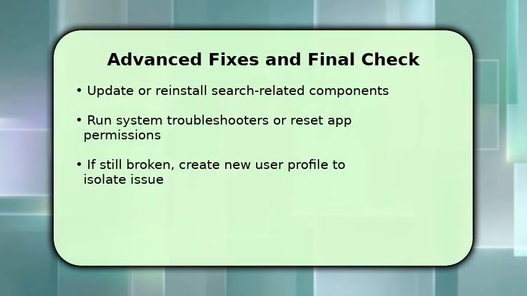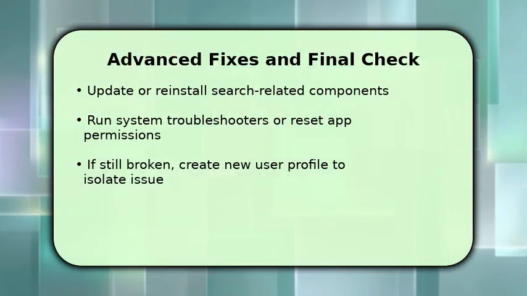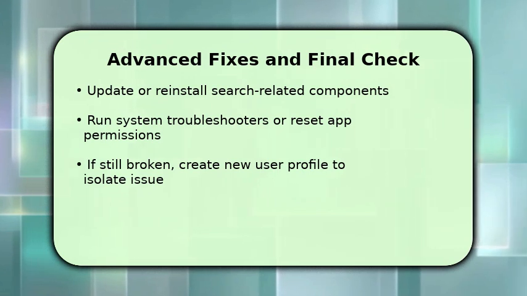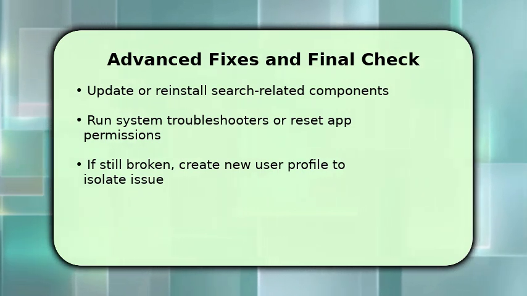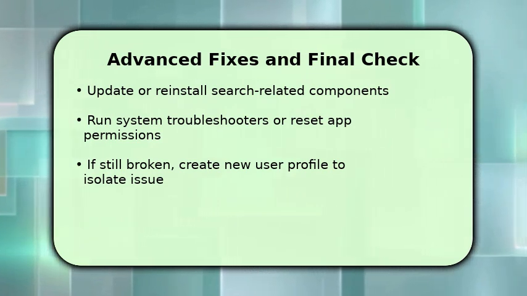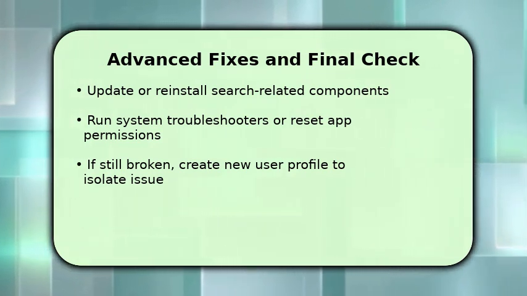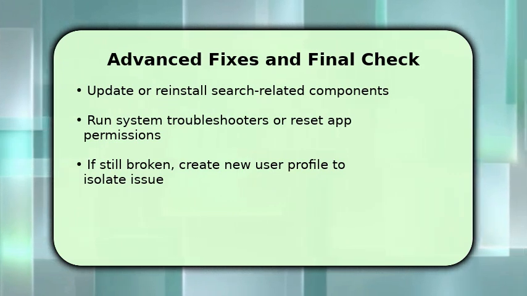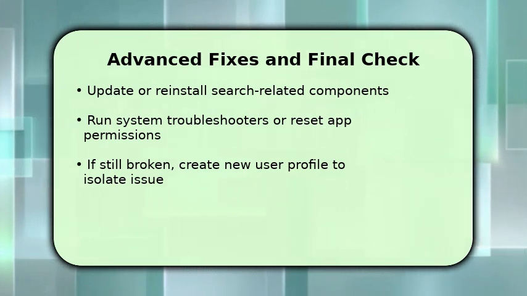Finally, apply advanced fixes. Update or reinstall search-related components, including search app updates or system patches, because missing files often break functionality. Then run built-in troubleshooters or reset app permissions to ensure access to files and services. Permissions errors are a common silent culprit.